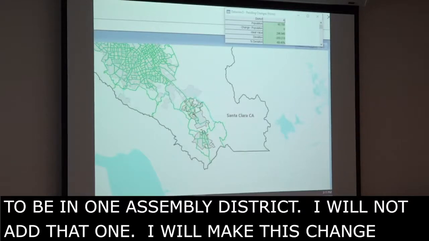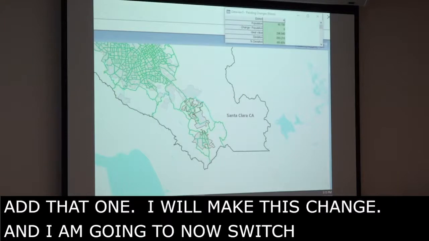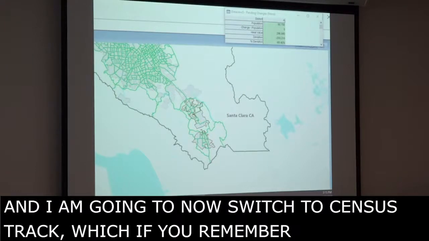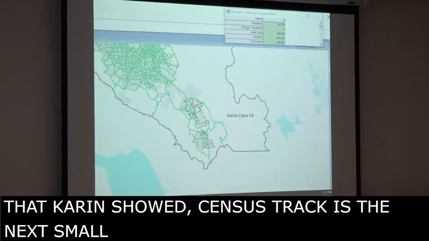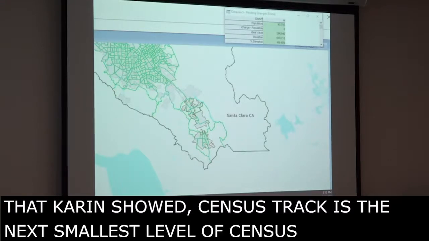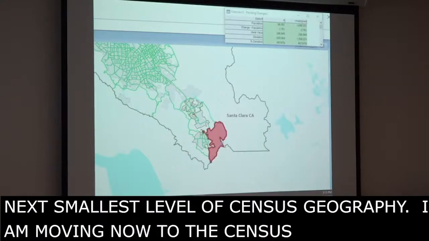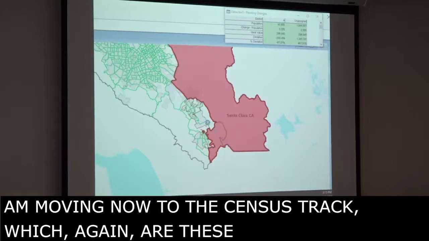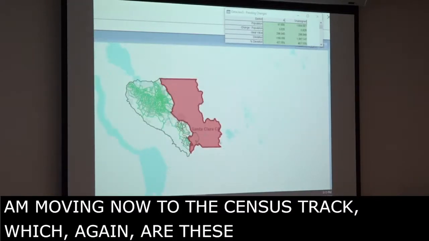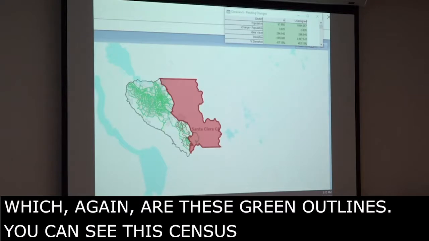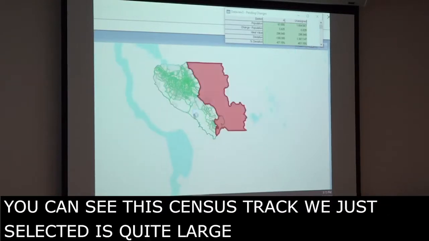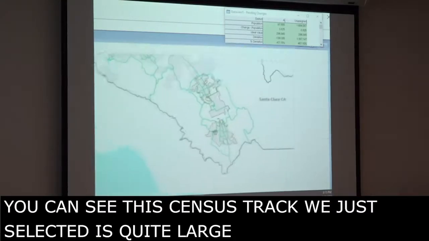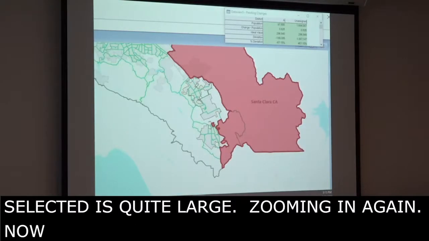And I am going to now switch to census tract, which, if you remember the slide that Karin showed, is the next smallest level of census geography. So I'm moving now to the census tracts, which again are these green outlines. And you can see this census tract we just selected is quite large. And zooming in again, now we're at negative 67%.